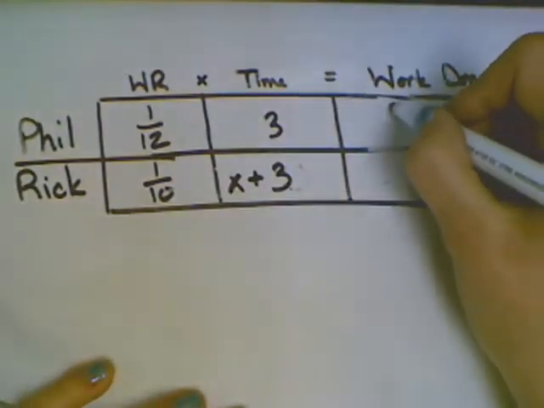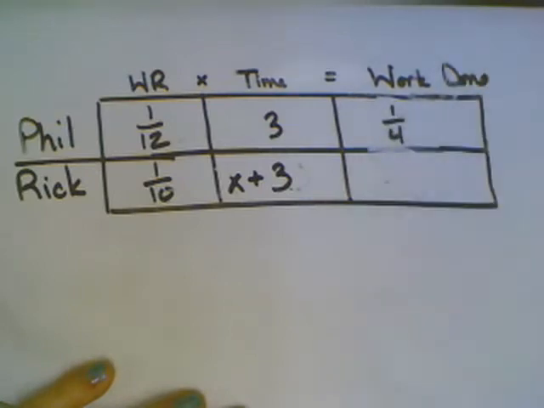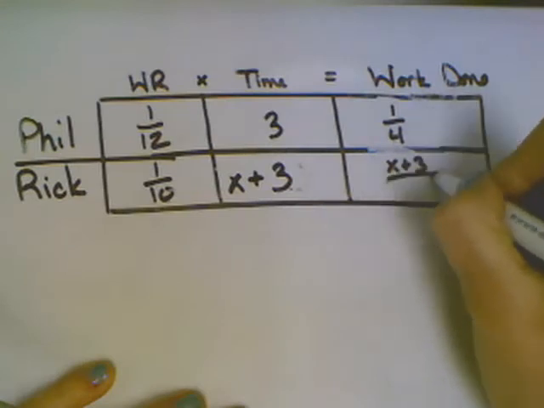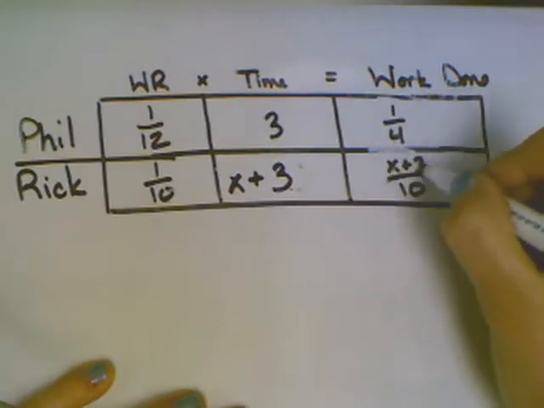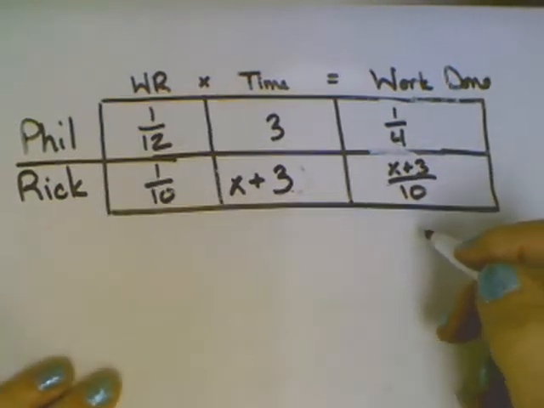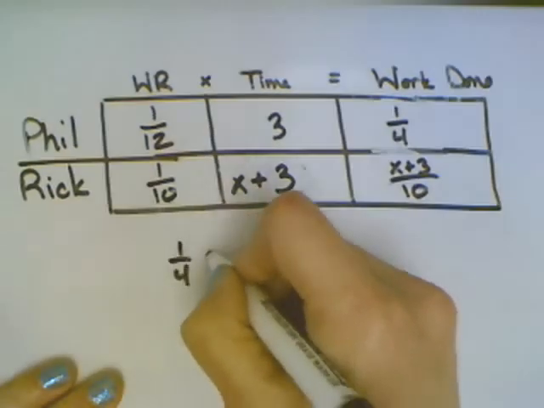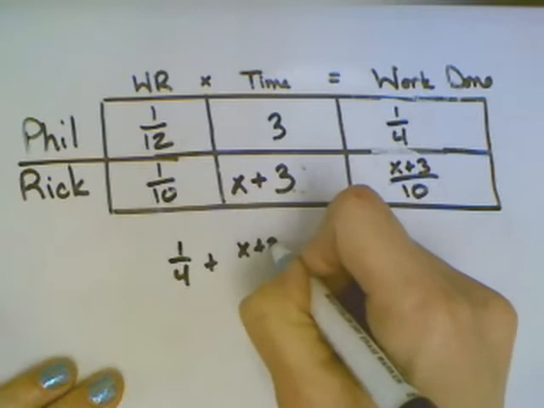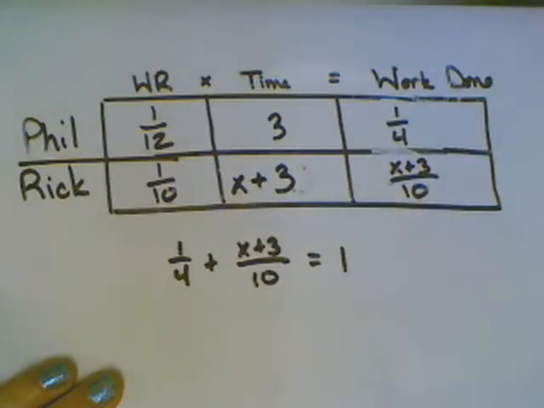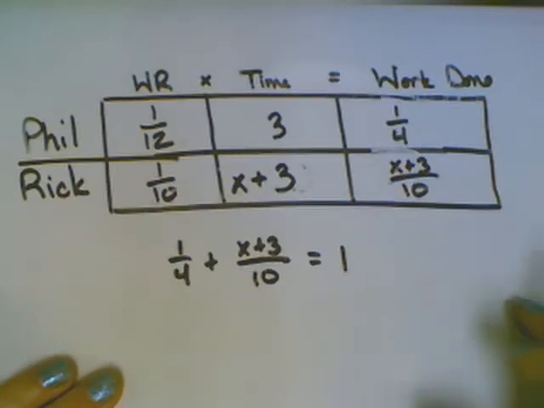Multiply across to figure out the work that each of them does. Phil's going to do 1/4 of the job. Rick, because we don't know how much more of the job he needs to do, is going to do x plus 3 over 10. So this is the work that both of them have done. Because they're working together, I'm going to add these two up to get the one job that's done.